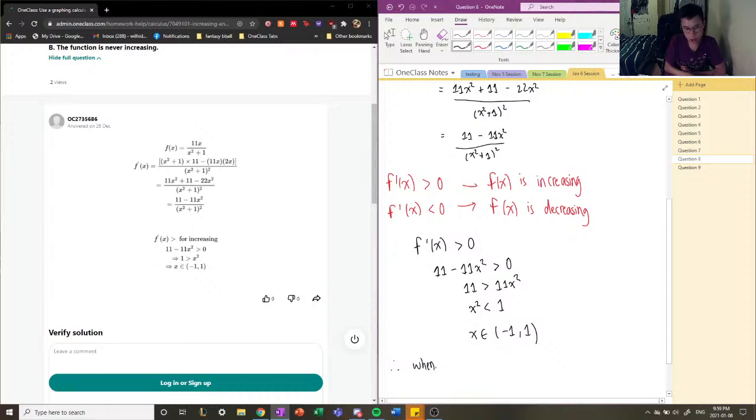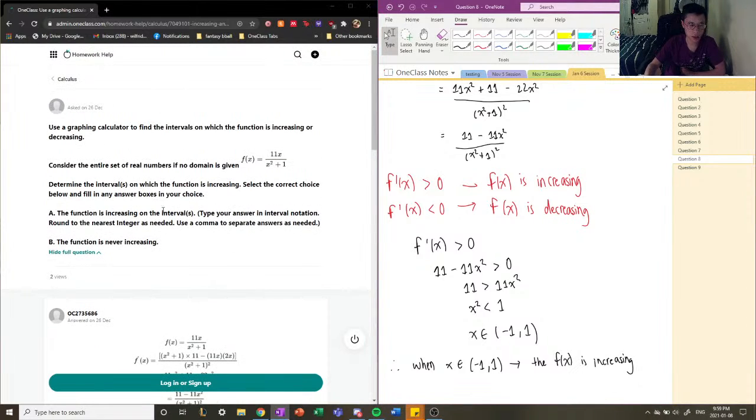when x belongs to -1 and 1, the function f of x is increasing. And anything outside this interval, this function is decreasing. So that's what we have learned from this question, and these are the two important principles that help us to solve.